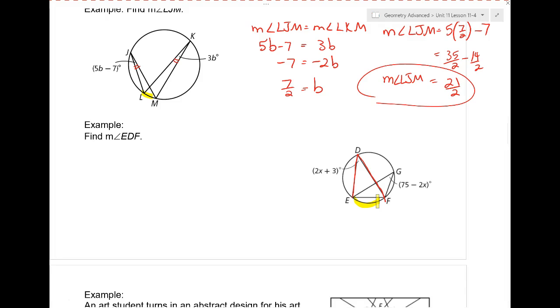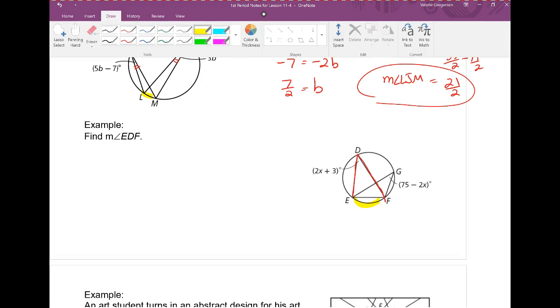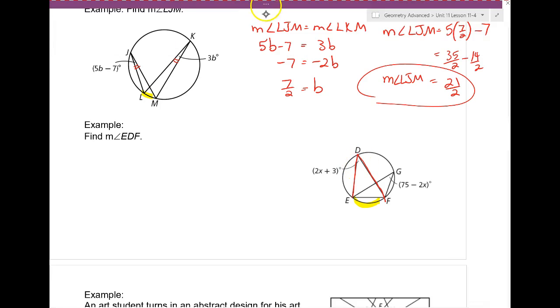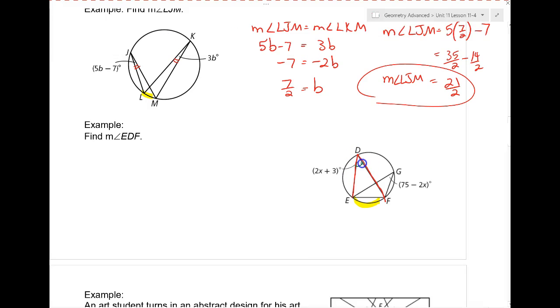No. So then you're going to go, okay, what other rule do I have? Well, I know that if 2 inscribed angles or more intercept the same arc, they're going to have the same measure. Well, great. If I can move it to the value I want here, you just got to set them equal again. So I get 2x plus 3 is equal to 75 minus 2x. I got 4x is equal to 72. X equals 18. Are you guys with me so far?